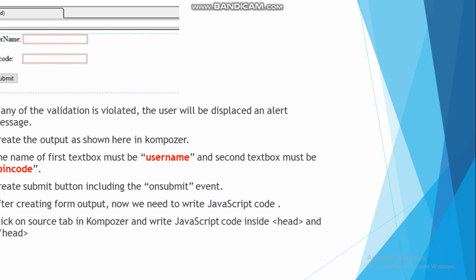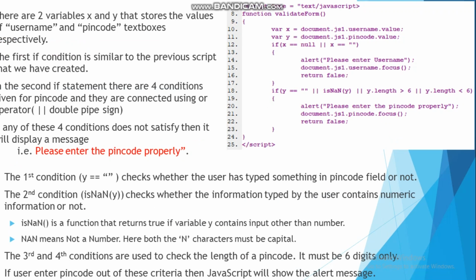So create submit button including the on submit event. It means from advanced tab option you have to select on submit event, and then you have to give validate form function. After creating form output, now we need to write JavaScript code. So click on source tab in Composer and write JavaScript code inside head and /head. So here you can see we have written JavaScript code.